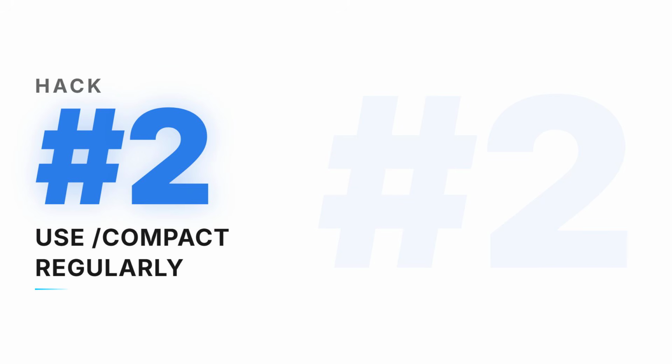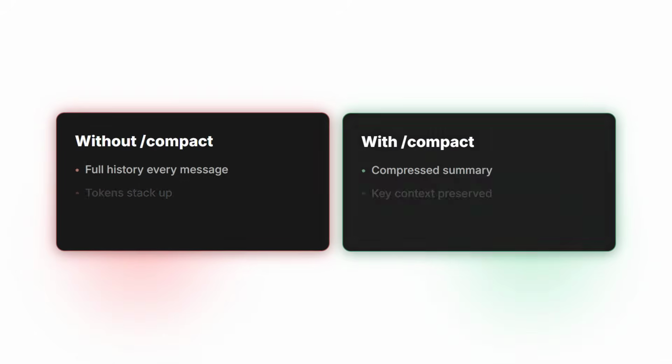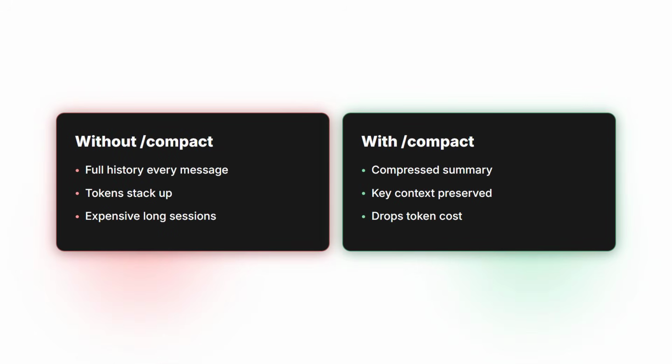Number two, use /compact regularly. As your conversation with Claude Code gets longer, every new message includes the entire conversation history as context. So the further into a session that you go, the more tokens each message is going to cost. There's a built-in command called /compact that actually compresses your entire conversation into a short summary and then continues from that summary. So this means instead of sending the full transcript of everything you've discussed back and forth, Claude gets a condensed version that captures the key decisions and context without all the extra detail.